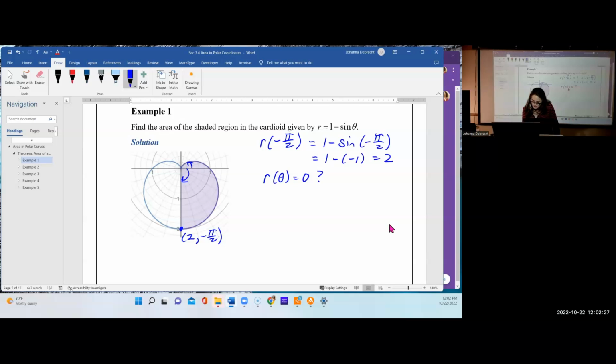So what's theta? Well, that means that 1 minus sine of theta is equal to 0, or 1 is equal to sine of theta. And we know that this is when theta equals pi over 2. So it looks like we need to graph between negative pi over 2 and pi over 2. Now you can do this on your graphing calculator and make sure it sweeps out only the right-hand side. Let's look at it on Desmos.